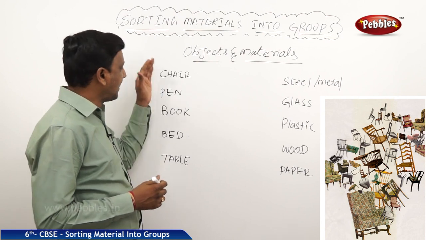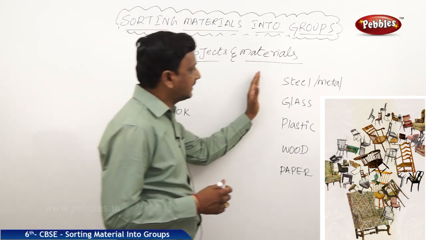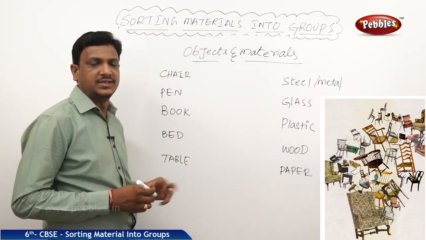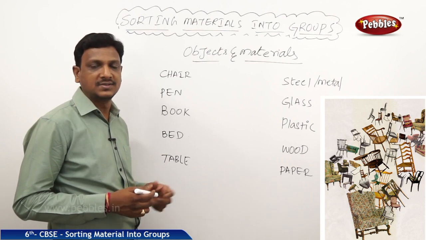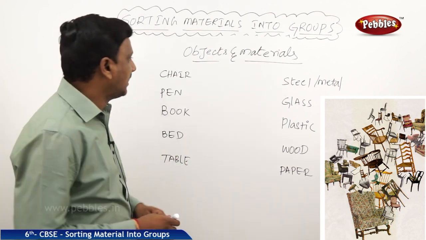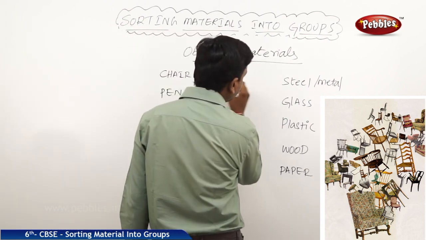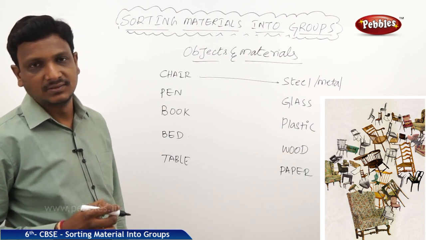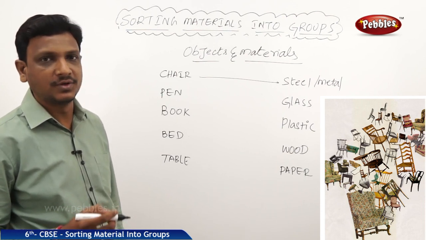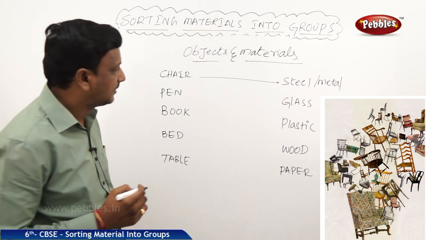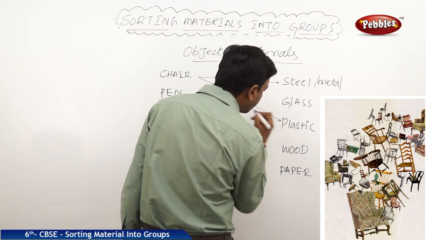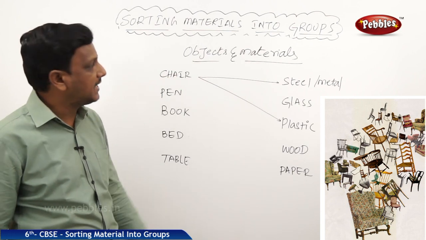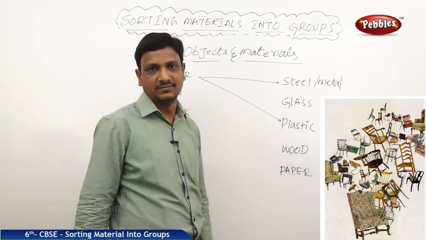Here we are going to notice one thing: I have listed the objects on this side and materials on the other side. Let us take one object here, chair. Chair is an object. It is made up of some material. Which material? A chair can be made with steel or metal. Yes, it is. In earlier days, the chairs were made out of steel. Steel chairs used to be there. Nowadays, we get all plastic chairs. So, chair is an object which can be made either with steel or metal or plastic.